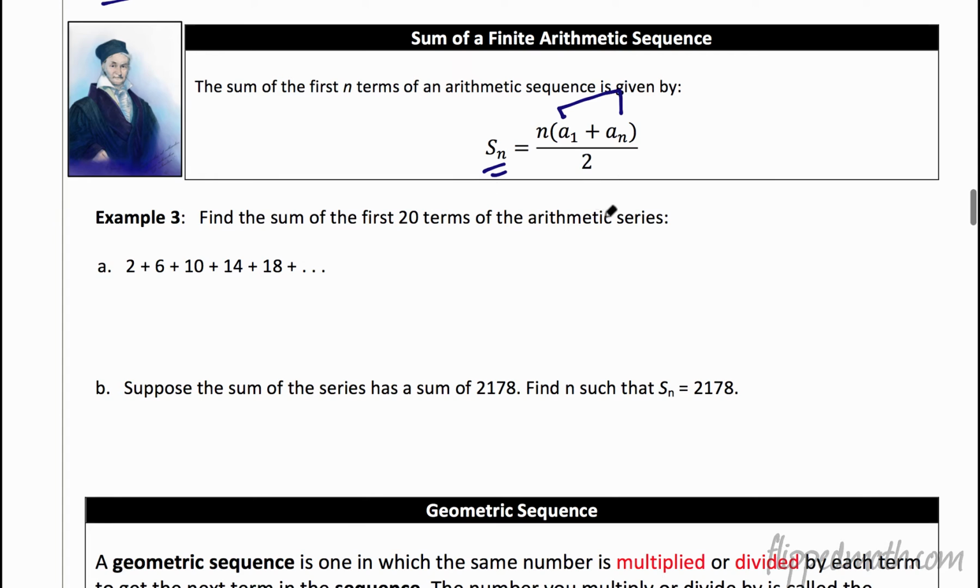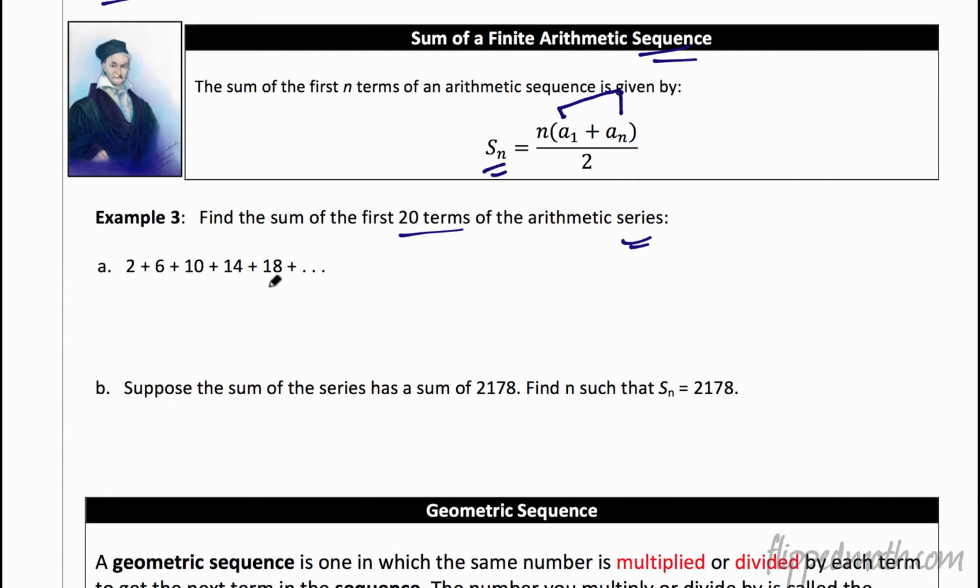Find the sum of the first 20 terms of the arithmetic series. Here we go. By the way, we've switched from sequences into series, because remember, series are when you add the terms of a sequence. No biggie. But we want the first 20 terms. So first we have to find the 20th term of this series right here. What is the 20th term?